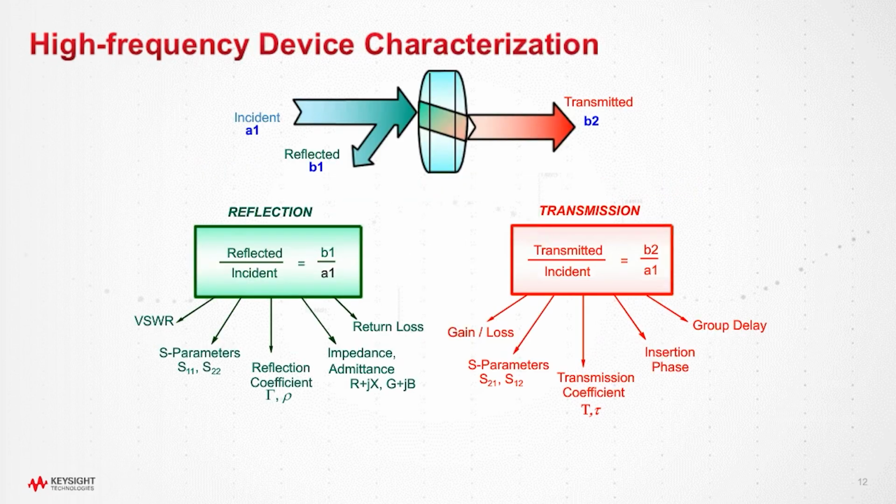And here's some more terminology. In high-frequency device characterization, we refer to the incident wave as the A1 wave, the reflected wave as the B1 wave, and the transmitted wave as the B2 wave. So incident waves are A waves, and scattered, either transmitted or reflected waves, are B waves. And so then we can use these A and B wave ratios for transmission and reflection to get parameters like standing wave ratio, S parameters, reflection coefficient, gain, and a lot more.